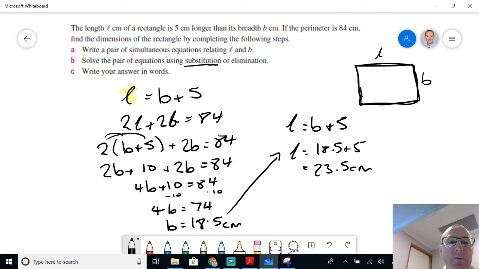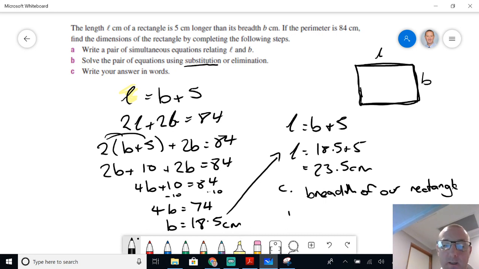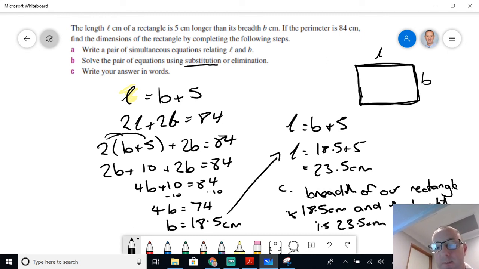And the last thing that it wants us to do is part C, which is to write our answer in words. So the breadth of our rectangle is 18.5 centimeters and the length is 23.5 centimeters. And there's our solution. Hopefully that helps.